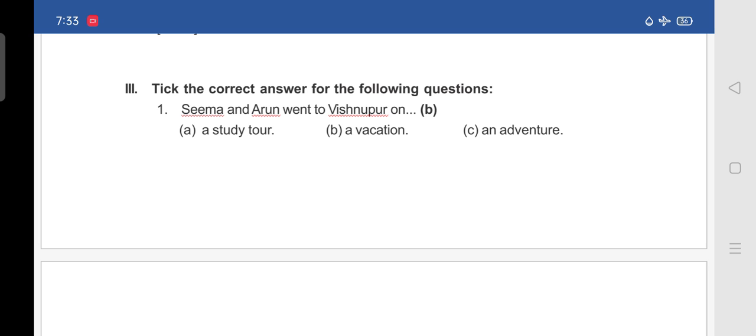Choose the correct answer for the following questions. See here, first one, Seema and Arun went to Vishnupur on. Why did they go to Vishnupur? On a study tour, a vacation, an adventure. They went on a vacation, isn't it? So first one is B.